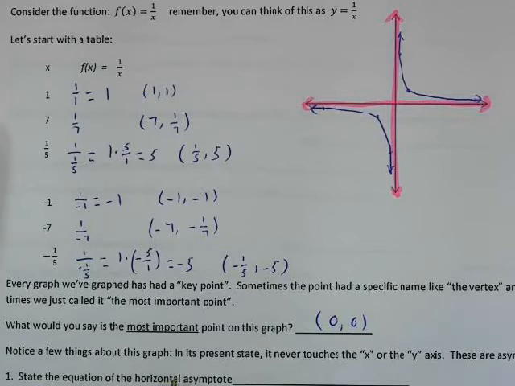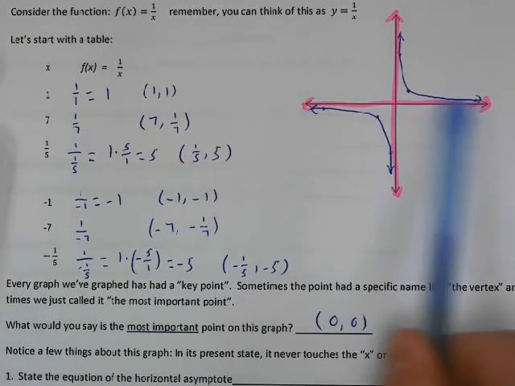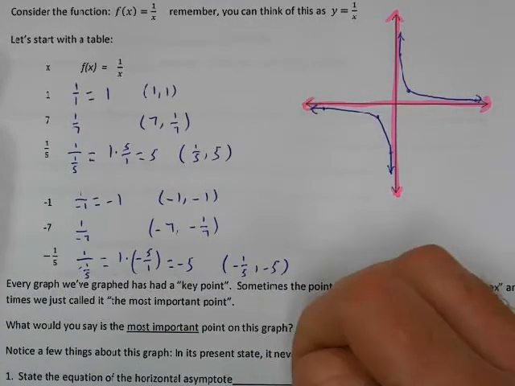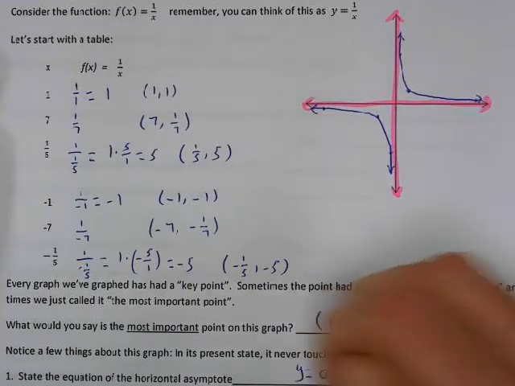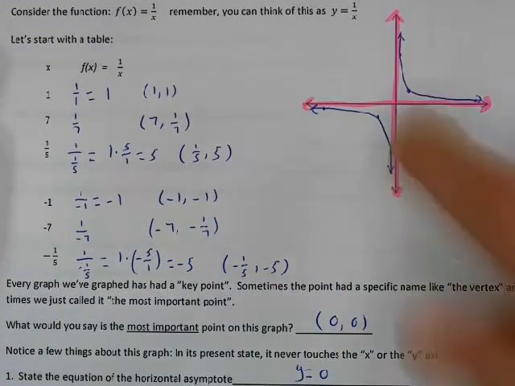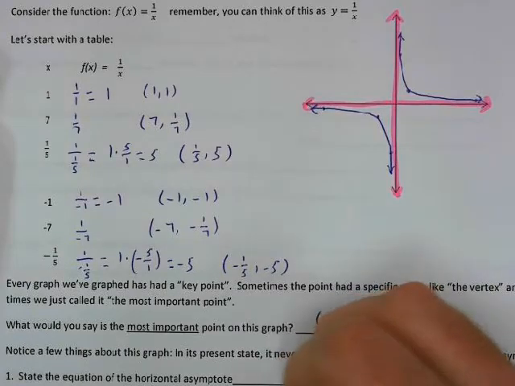Notice a few things about this graph. In its present state, it never touches the x or y axis. These are the asymptotes. Again, they're like boundary lines. State the equation of the horizontal asymptote. So what's the equation of this line here? Well, we talked about that when we drew it. That's the line y equals 0. What's the equation for the vertical asymptote? So this one here, we talked about that again. That's just x equals 0.